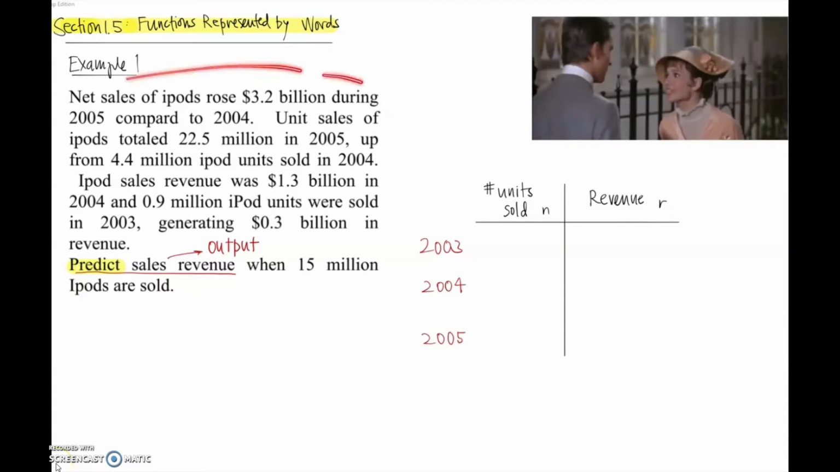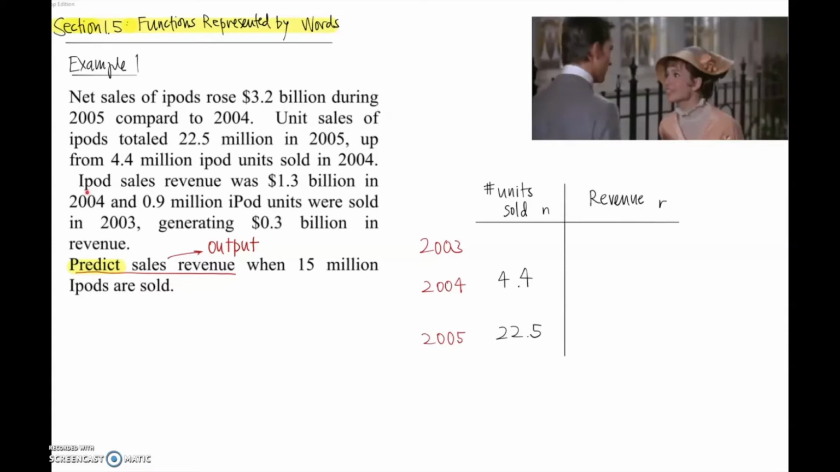Okay, back to all these words. The first sentence really just gives me a comparison between 2005, 2004. I'm going to hold on to this for a minute and wait on it. But the second sentence, unit sales of iPods totaled 22.5 million in 2005. That's something I can put in my table right now. So in 2005, 22.5 million iPod units were sold. And then in the same sentence, it tells us that was up from 4.4 million iPod units sold in 2004. And so I know also that in 2004, there were 4.4 million units sold.